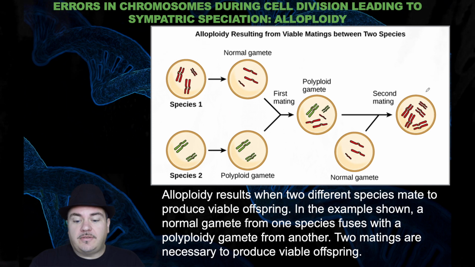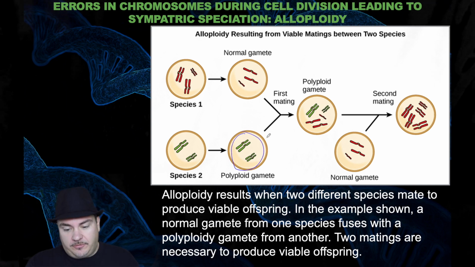Another error during cell division is allopolyploidy. So this is when two different species mate to produce viable offspring. And for example, one species has, let's say, 3 different types of chromosomes. It makes its gamete one of each type. The other species has 2 types of chromosomes. An error happens. So the gamete has 2 of each type of chromosome, whereas it should have 1 of each type of chromosome.